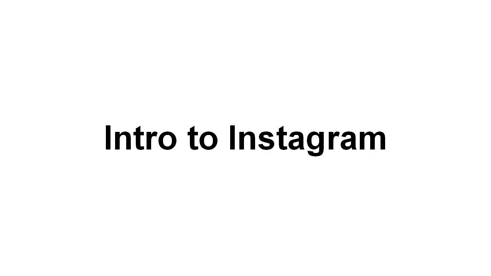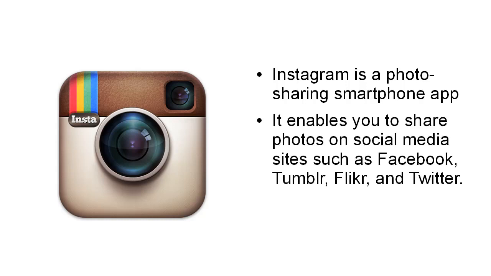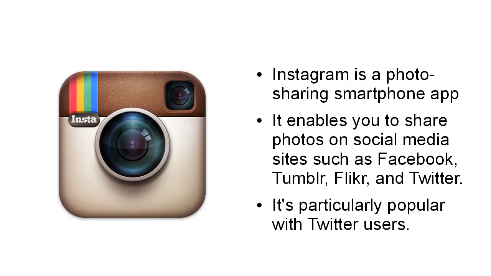In this video, I'm going to talk a bit about Instagram and how you can use it for marketing purposes. Before I do that, let me give you some background to Instagram. Instagram is a photo sharing smartphone app, and it enables you to share photos on social media sites such as Facebook, Tumblr, Flickr, and Twitter. And it's particularly popular with Twitter users because you can include the URL to your photograph in a Twitter tweet. And it also uses hashtags in a similar way to Twitter.